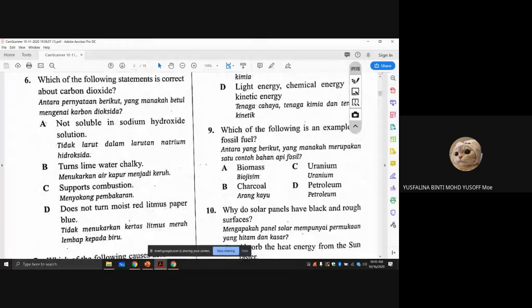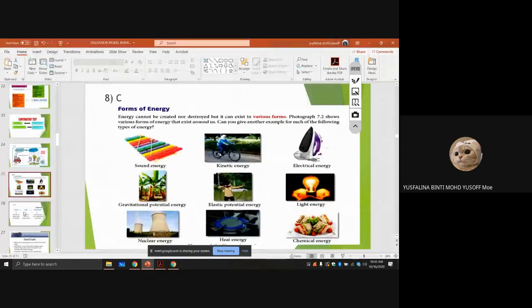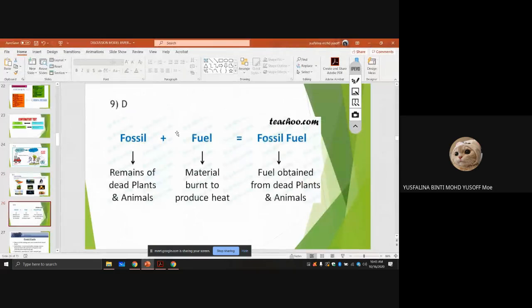Which of the following is an example of a fossil fuel? So the answer should be petroleum. So what is a fossil fuel actually? Fossil is the remains of the dead plants and animals, and fuel is the material we burn to produce heat. So when we combine this, it will produce a fossil fuel, a fuel obtained from the dead plants and animals.